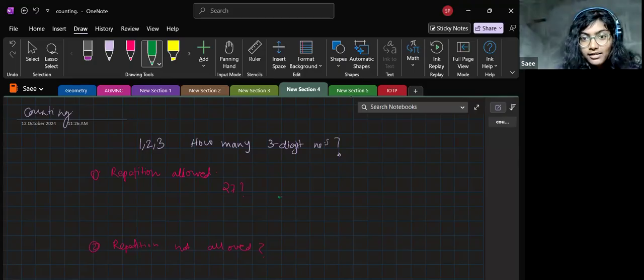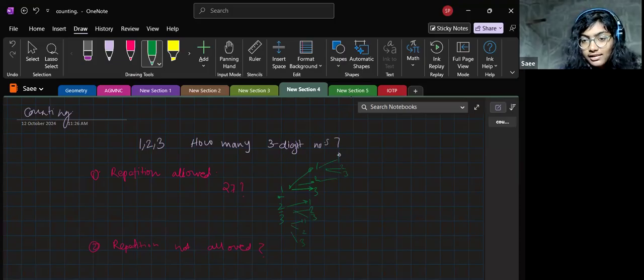The first digit, you can either have a 1 or a 2 or a 3. And if it's a 1, then you again have three options: a 1 or a 2 or a 3. If it's a 2, you have three options. If it's a 3, you have three options. So this gives us some numbers. Now, in each of these cases, you're going to get three more cases for the last digit.